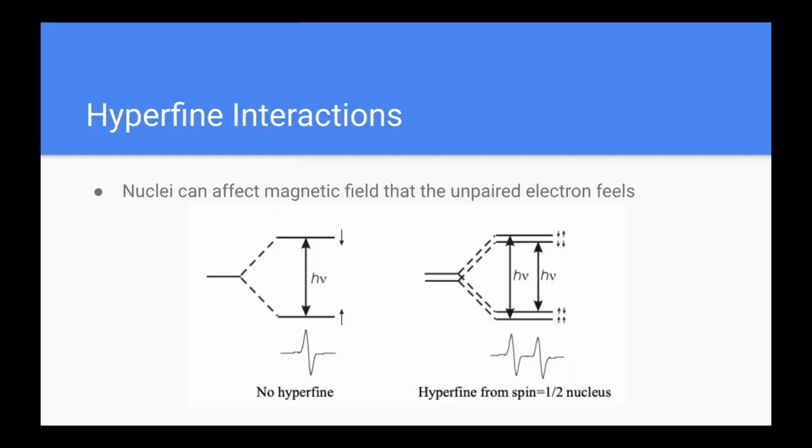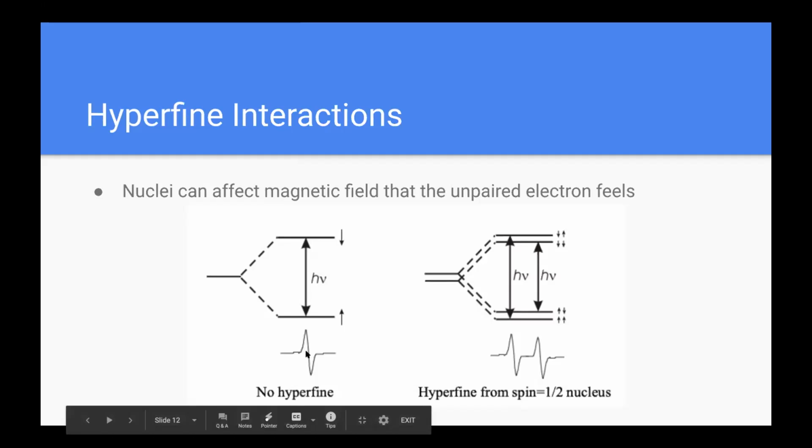Another thing that our spectra can show us, of course, is splitting like we have in some other instruments. This is because the nuclei can affect the magnetic field that the unpaired electron feels. A really neat thing though, is that with the hyperfine splitting, you're still going to have your G factor, or that magnetic field where the absorption occurs, in the center.